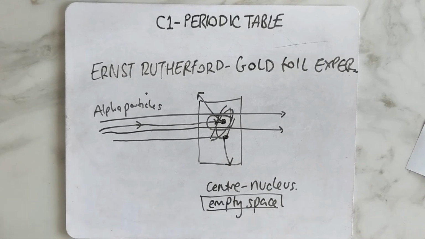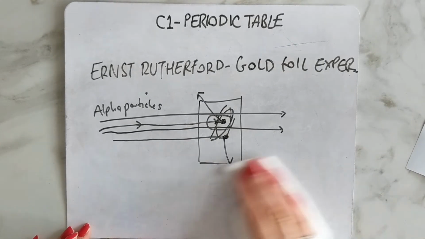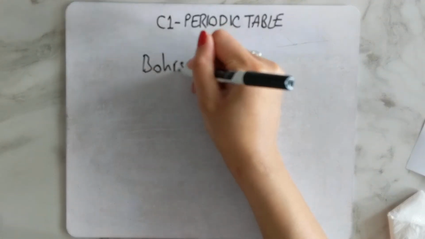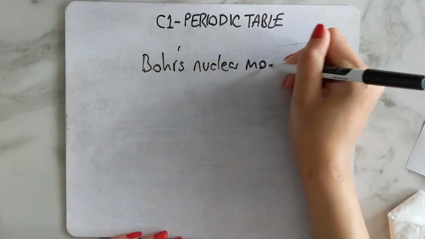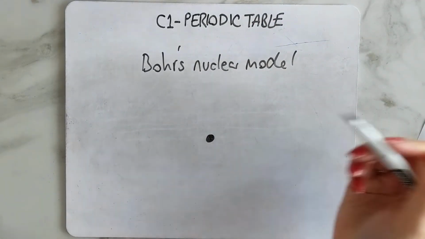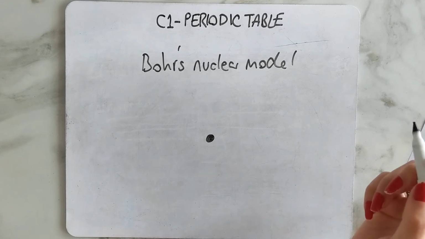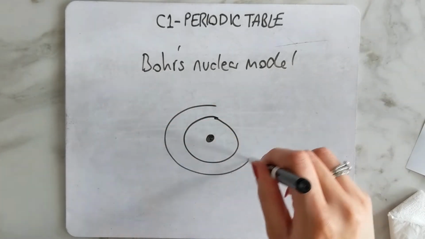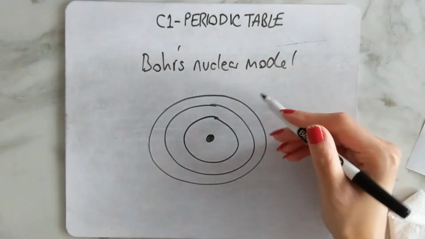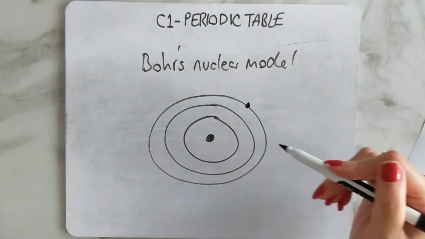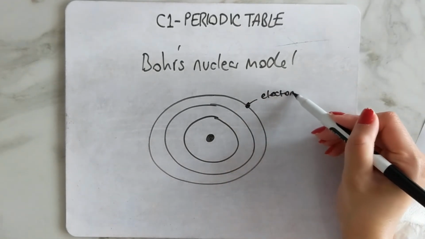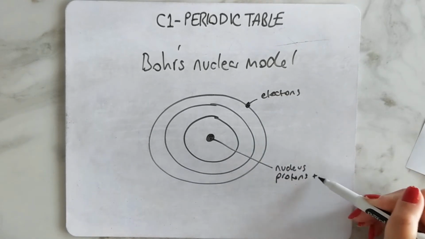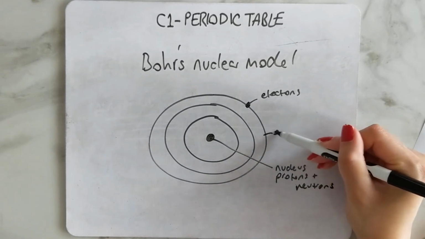So that's why today we know it as Bohr's nuclear model, where we've got a central nucleus like that, which contains protons and neutrons, and then the electrons are in shells or orbitals around the central nucleus. So these are the electrons, the nucleus with protons and neutrons, and these are our orbitals.